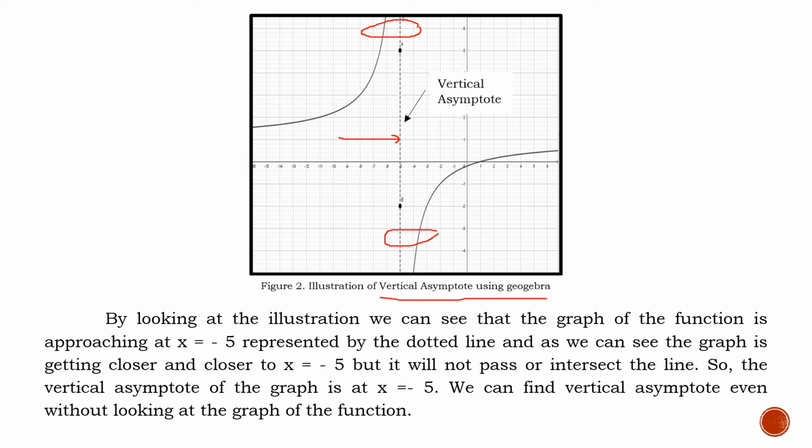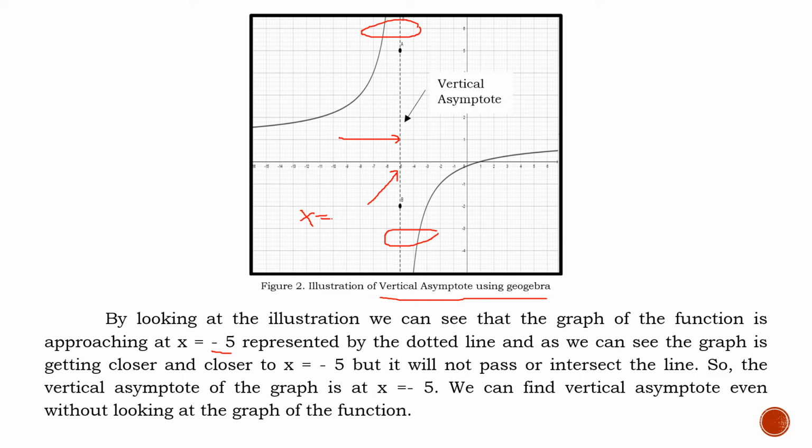That's why I said before that an asymptote is an imaginary line and there is no point of intersection between your asymptote and your curve that represents your rational function. By looking at the illustration, we can see that the graph of the function is approaching x is equal to -5.